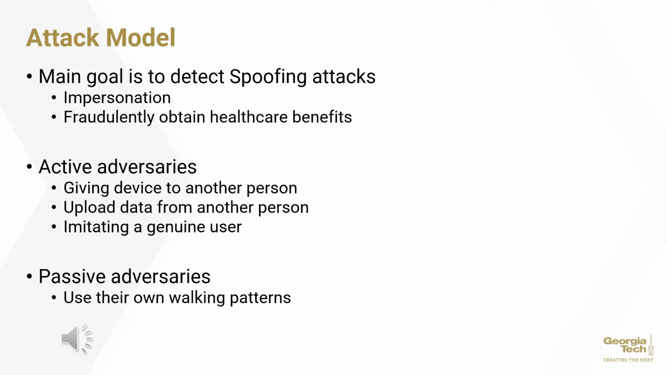So what is the attack model that is being defended against with this form of authentication? The main goal is to detect impersonation or spoofing attacks to fraudulently obtain healthcare benefits, as mentioned earlier. The main adversary is the active adversary, where someone gives their device to another person or uploads activity data from that of another person to imitate a genuine user. Another potential adversary is a passive one, where someone may change their own walking patterns to spoof the system.